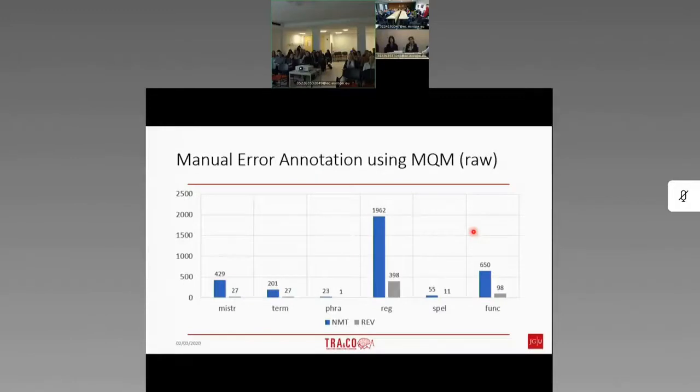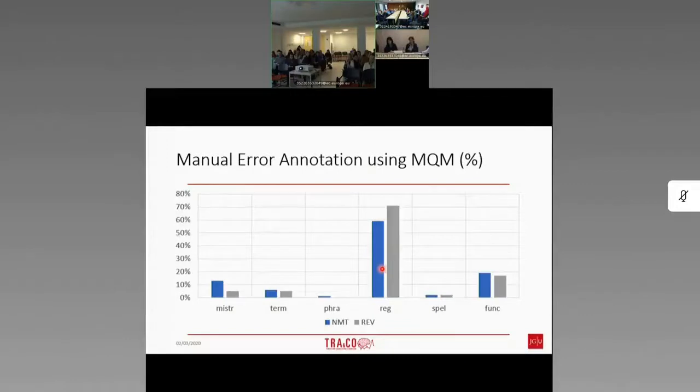So, if we look at the total amount, you can already see that register errors make up a huge proportion of those corrected by the post editors. There's some mistranslations going on, some terminology going on, but the biggest problem seems to be register. Some function words are also problematic, but register is a huge issue. If we look at that in terms of percentage of the total error count, again we see that register in the post-edited text is about 60%, in the revised even 70%.